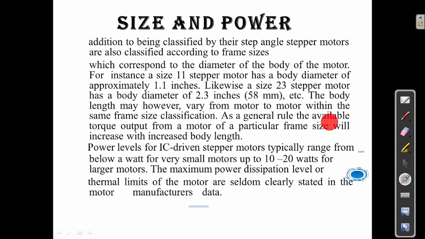As a general rule, the available torque output from a motor of a particular frame size will increase with the increase of body length. The power loss for an IC driven stepper motor typically ranges from below a watt for very small motors up to 10 to 20 watts for larger motors. The maximum power dissipation level or thermal limits of the motor are seldom clearly stated in the motor manufacturer's data.